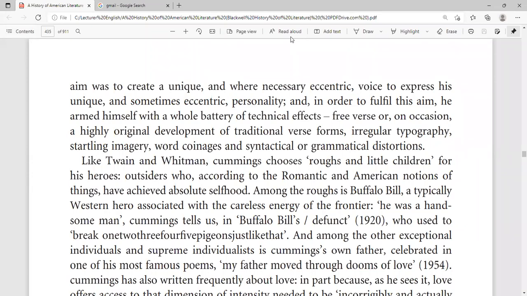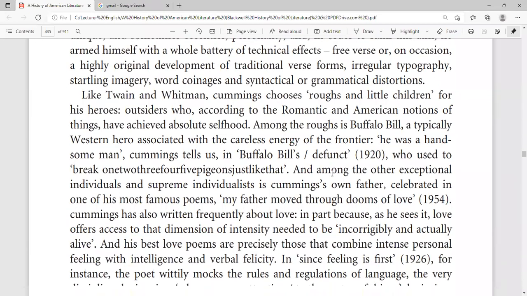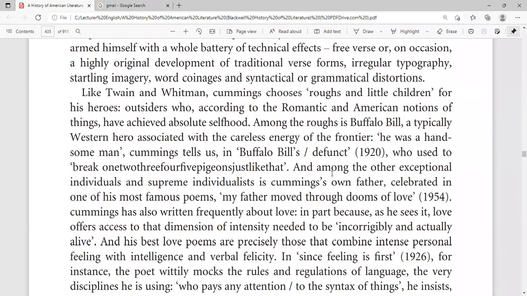Startling imagery. Imagery that is unusual. Word coinage means new words are coined. Syntactical or grammatical distortion. Syntactical means at sentence level, and grammatical distortions are made by that experimentalist poet E. E. Cummings.